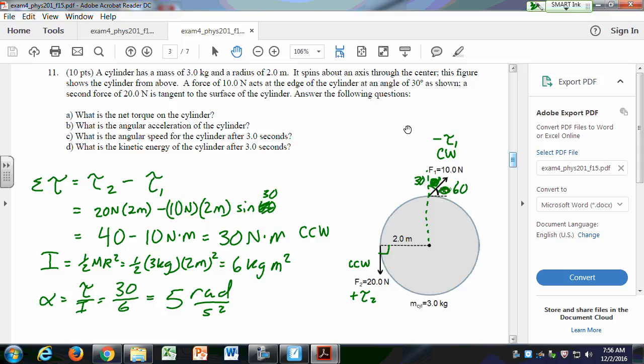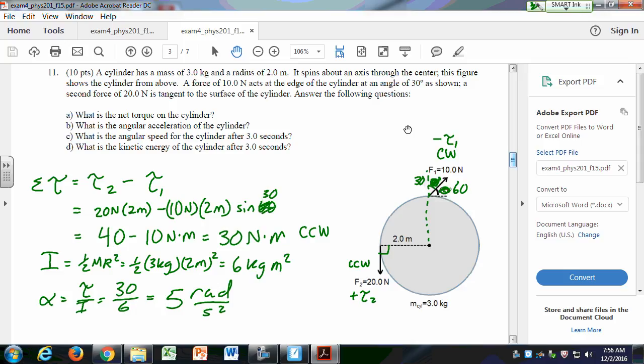There might be a slightly different approach on how you find your torques or how you find your moments of inertia, but those steps will all be the same. Find my net torque, find my moments of inertia, find my angular acceleration. And then you need to go into, well, what else is it asking me? Let's see, I've answered this one. I've answered this one. Oh, I want to know the angular speed for the cylinder after 3 seconds.